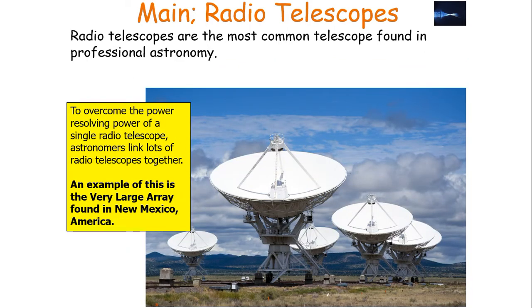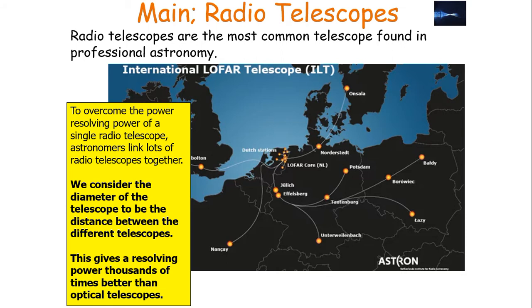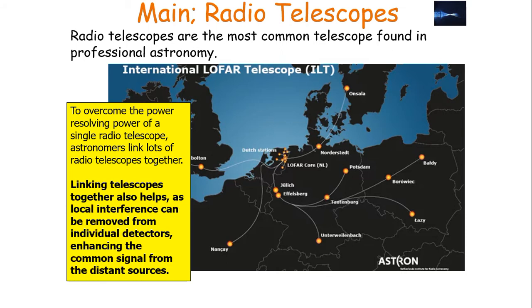So to overcome this issue of radio telescopes having a poor resolving power, astronomers link lots of radio telescopes together. An example of this is the Very Large Array found in New Mexico in America. Astronomers combine the data from many different telescopes to form a single image, and we can consider the diameter of the telescope to be the distance between the different telescopes. So this gives us a resolving power actually 1,000 times better than those of optical telescopes.